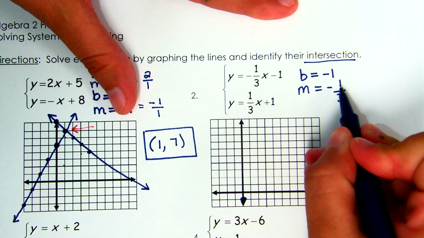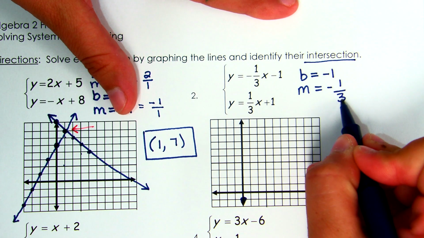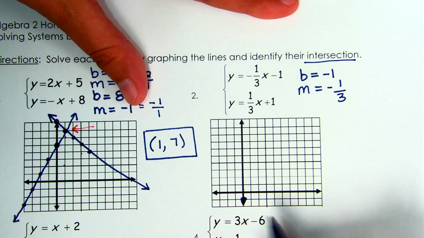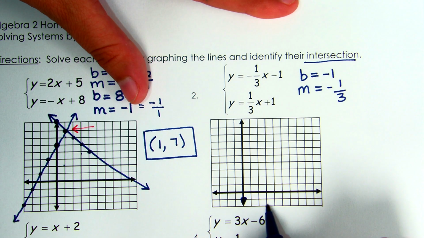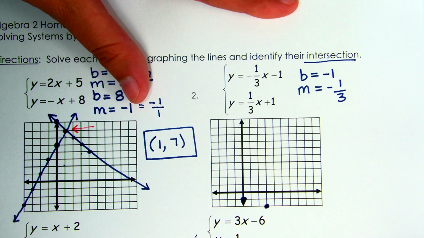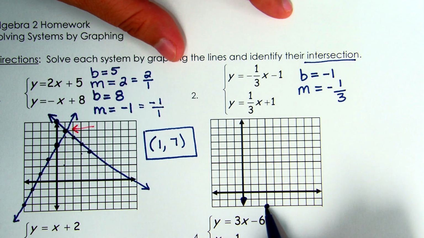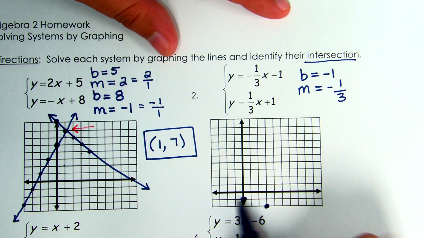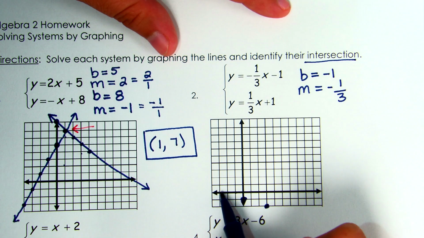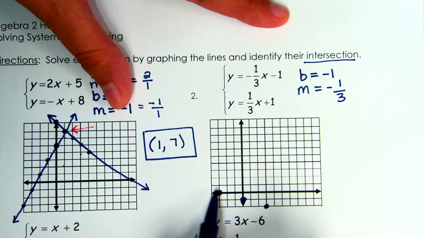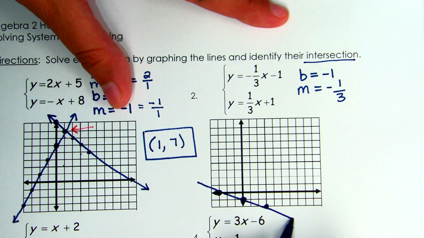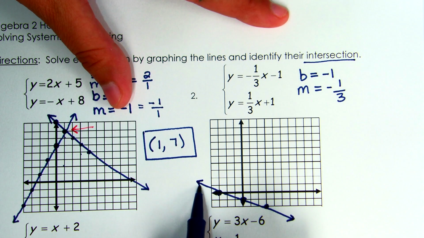-1 tells me to go down for my slope, and 3 tells me to go to the right. So down 1 to the right 3. I run out of graph space, so similar to what I did in number 1, instead of going down and to the right, I can go up and to the left. Up and left, 1, 2, 3. Connect the dots and have my first line.